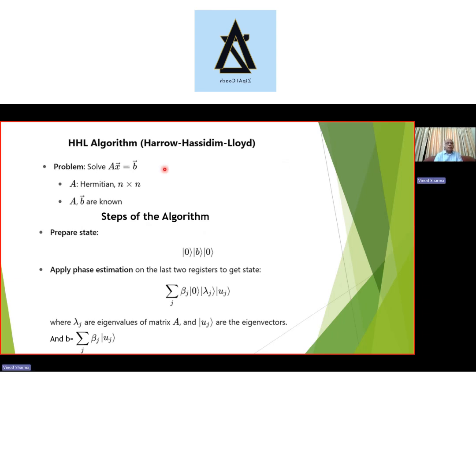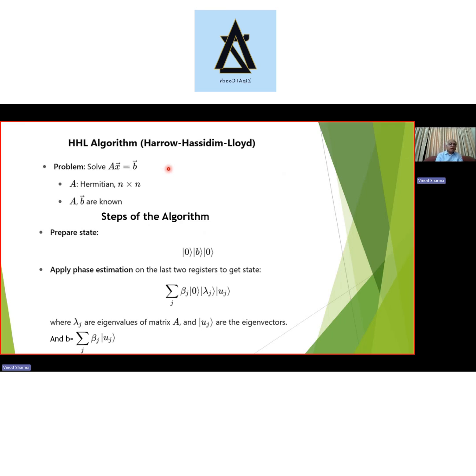You want to solve this linear system of equations Ax = b. A and b are given to you. A is a Hermitian matrix, n by n. We want to find out x. So this is simply solving a system of linear equations. Of course, we have classical algorithms available, and you can call them efficient algorithms because they don't require an exponential number of computations to solve it.